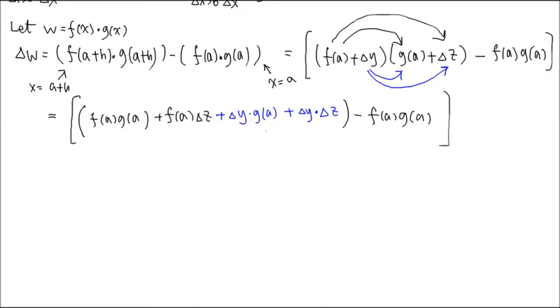Is that right? Yeah, you see cancellation, something cancels out. f of a g of a, f of a g of a, right? So that part cancels out. So we have f of a delta z plus delta y g of a plus delta y times delta z. All right, so we worked it out. That's what the delta w is. Make sense?